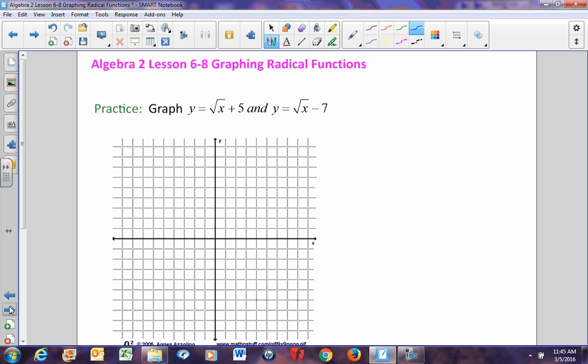Okay, so if you remember that, that will help out immensely. So let's go to this. We're going to graph y equals the square root of x plus 5. Okay? Now remember what I said. I'm going to actually draw the parent function in blue, and then I'm going to do some other functions in a different color.